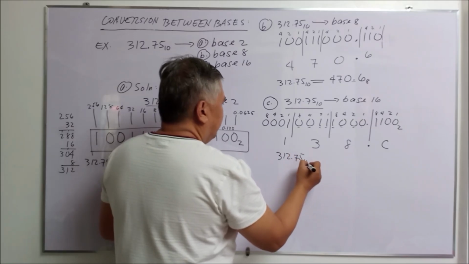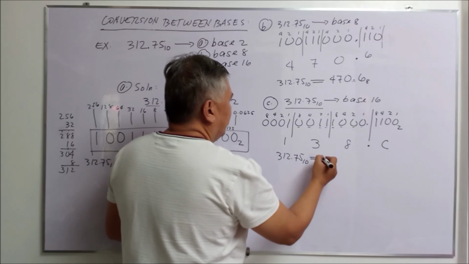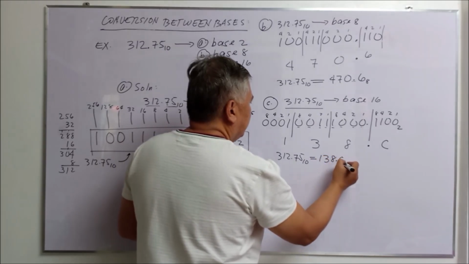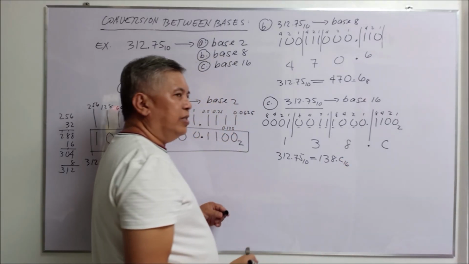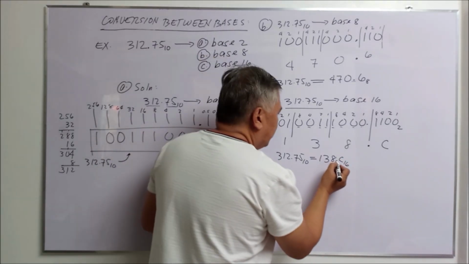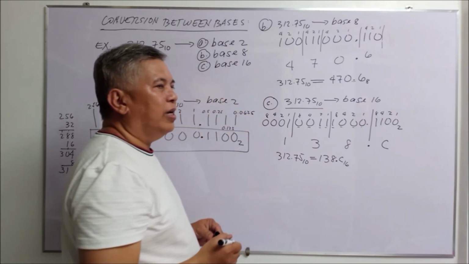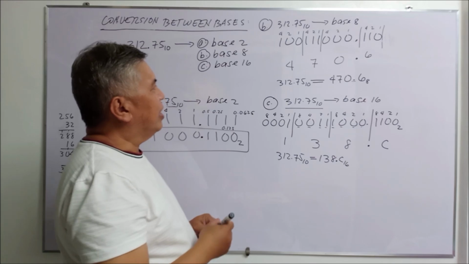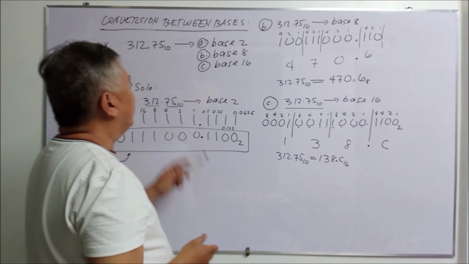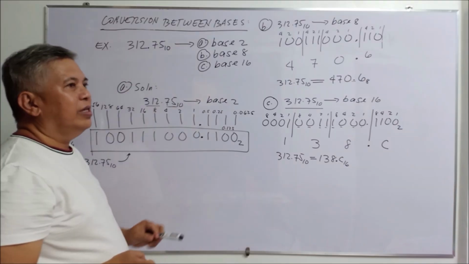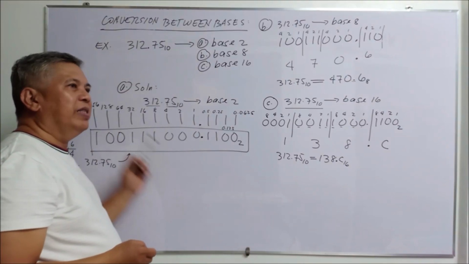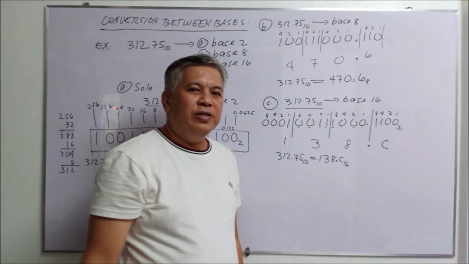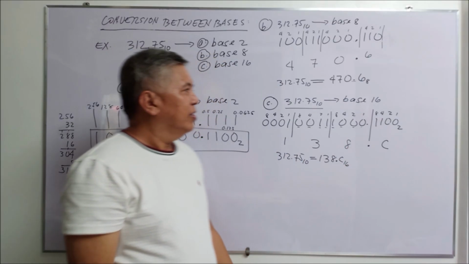So, in other words, 312.75 of base 10 is equivalent to 138.C of base 16. And this one here is what we call the hexadecimal point. Alright? So that is how to convert a number with a decimal point or a binary point or an octal point into another number system. Okay? So I hope that it is clear.